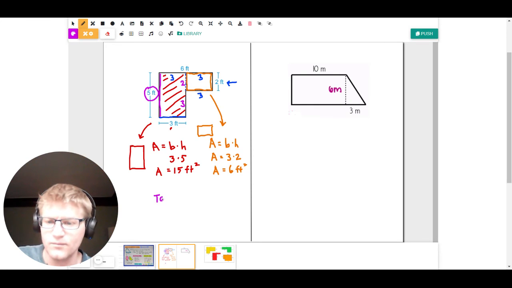So total area is the two shapes. It's 15, the red 15, plus the 6, which is orange, right? This 6 here, this 15 there, right? And we can say our total area of the whole composite shape is 21 feet squared.